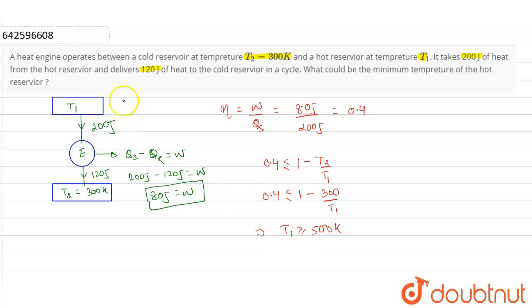So in the question we have been asked the minimum temperature of the hot reservoir. So the minimum temperature will be T1 equals 500 Kelvin. So T1 equals 500 Kelvin is our answer.